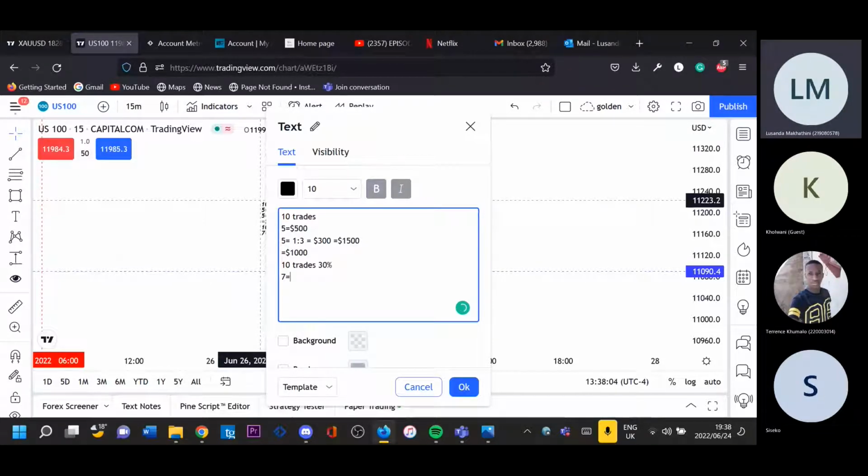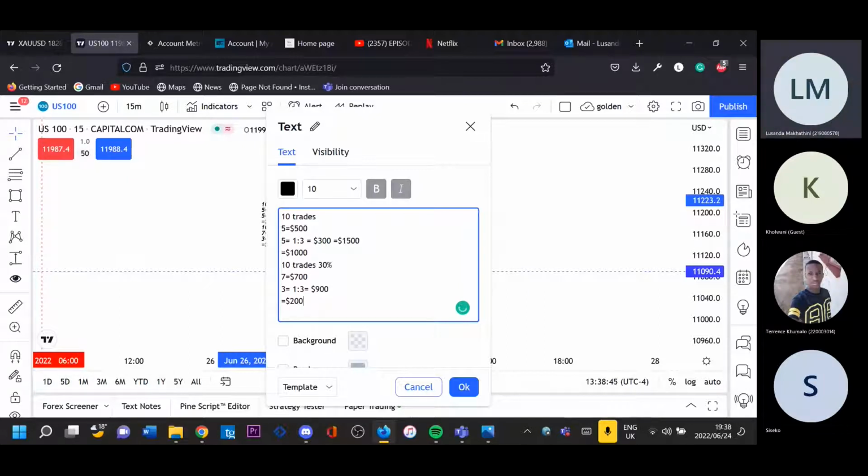So that equals $100 each. And then you only bag in three 1:3 trades. That means that you bag in $900, because you have $300 times three is $900. But as you can see, you made $200 profit, even though your strategy is only 30% profitable.